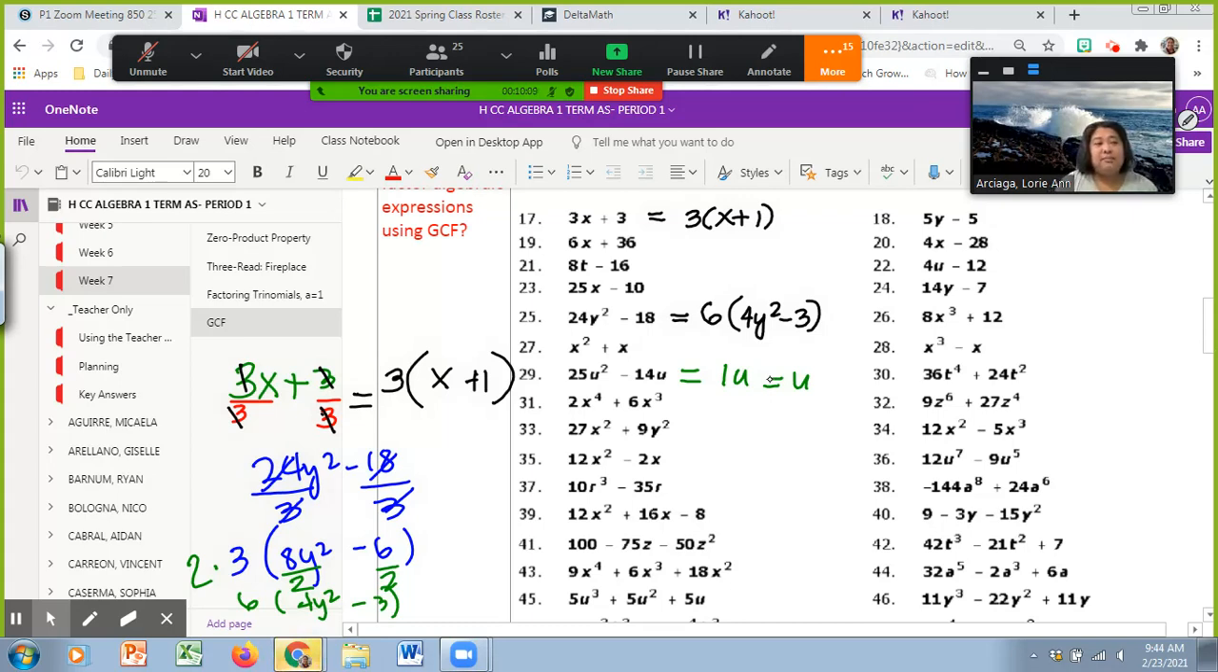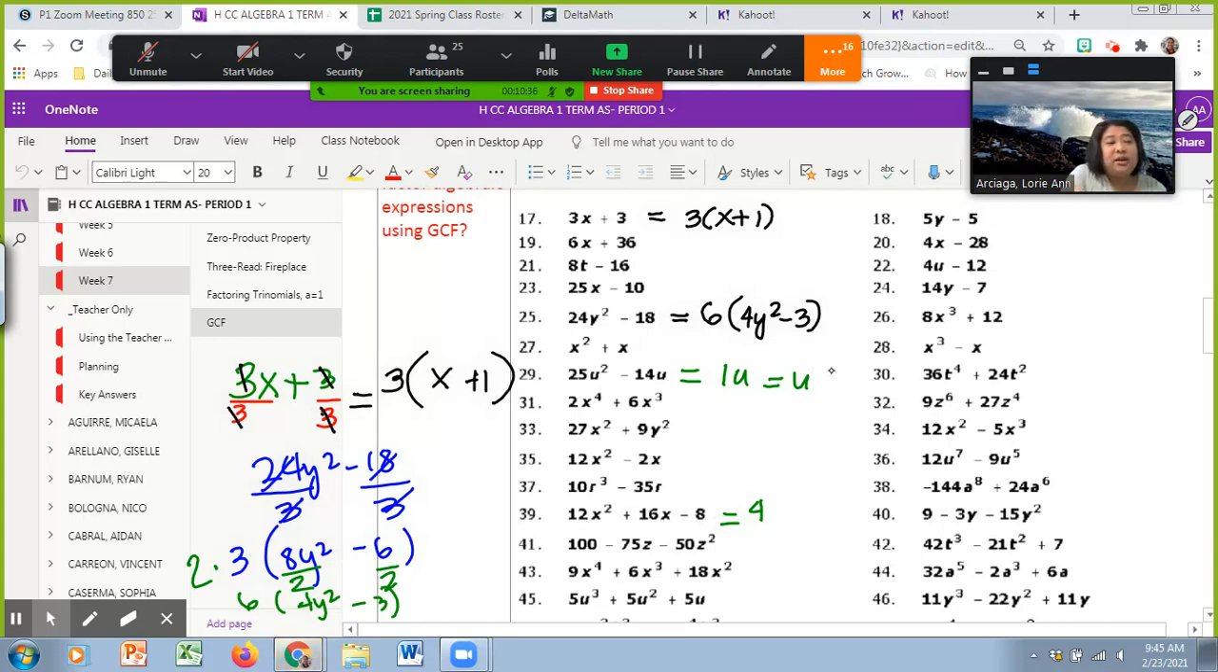All right. Let's try trinomials. Let's go to 39. Okay, so 12, 16, 8. What's their GCF? What can divide all of them? 4. Yeah, 4 works. Okay. Now, what do you call this?